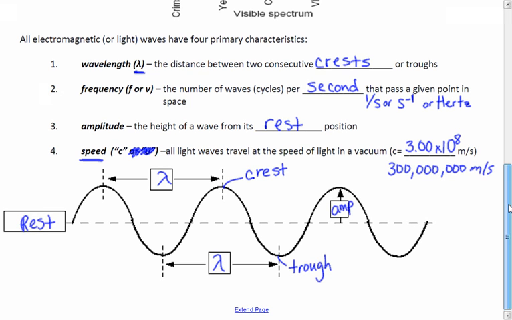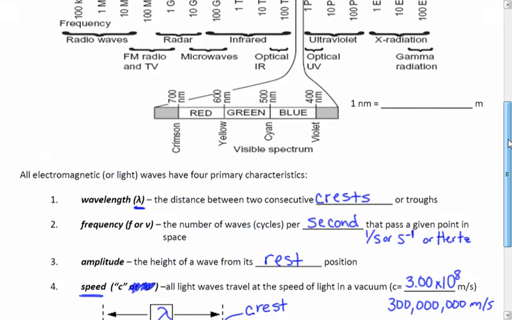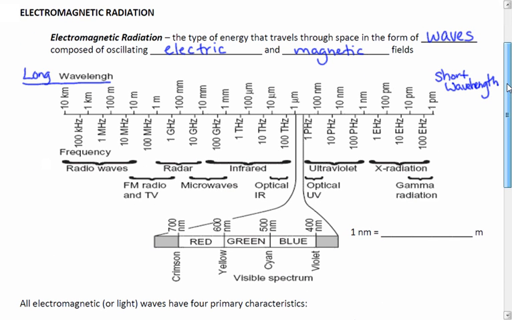So when we go back up and look at our spectrum, it is arranged from long wavelength to short wavelength, which also means that it's arranged from low frequency to high frequency. And that makes sense if you think about wavelength. If you have a long wavelength, not very many of them can go by every second. It's going to have low frequency.